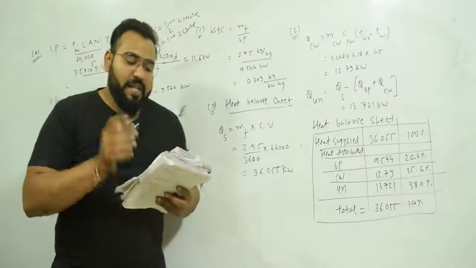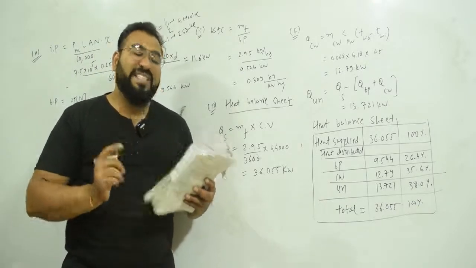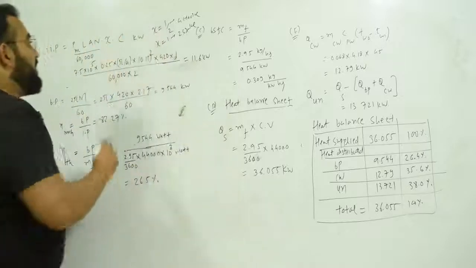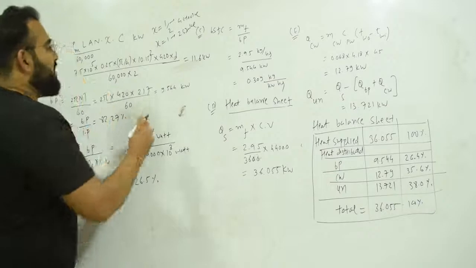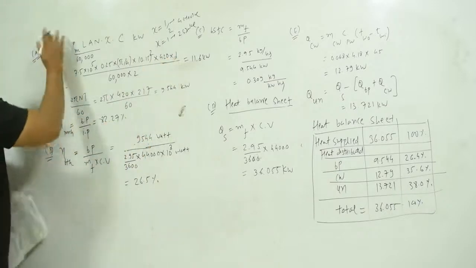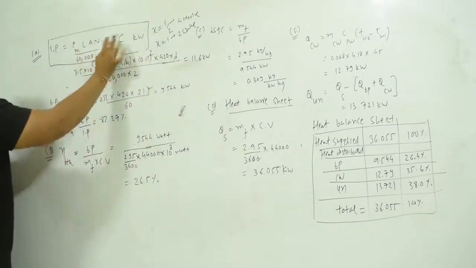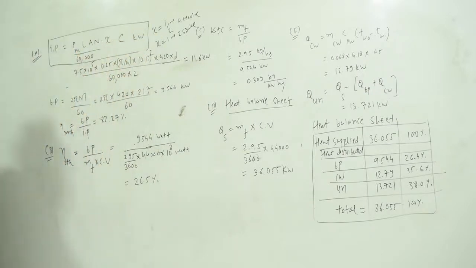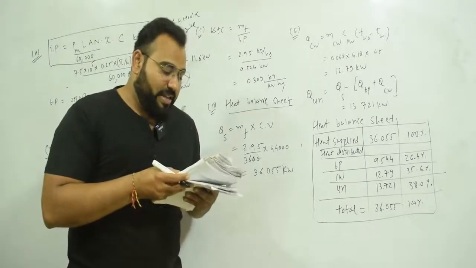Here in the first line of the statement, the following observations were recorded from a test on a single cylinder engine. So C means number of cylinders, and we have a single cylinder, so the number of cylinders is equal to 1. That is why 1 is multiplied over here. So this is the equation in terms of kilowatt, which is P L A N X C upon 60,000 kilowatt.